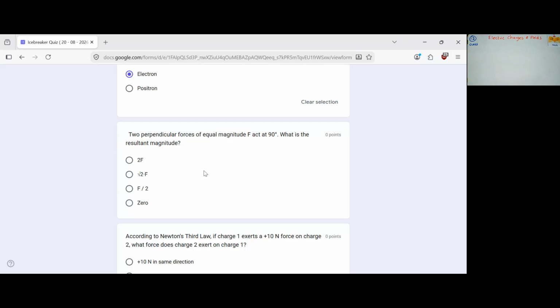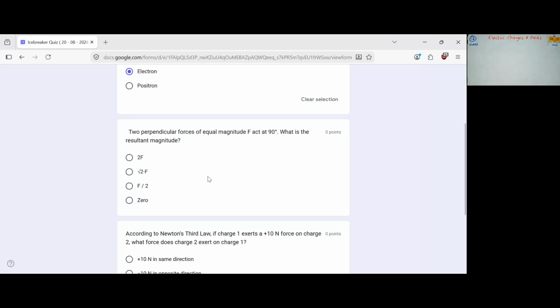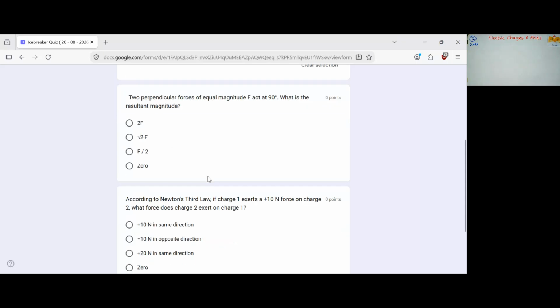Now question number 2. Two perpendicular forces of equal magnitude F act at 90 degrees. What is the resultant magnitude? What is the resultant force? 2F, root 2 F, F by 2, or 0.